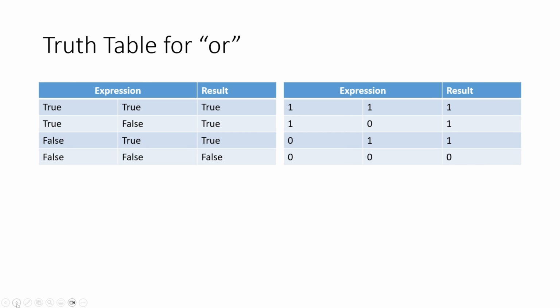Now the or function returns true if either value in the expression is true. So in this example, true or true equals true because one or the other is true. True or false returns true. False or true, anytime I see true, I meet the or condition. But only when I receive two falses do I return a false.